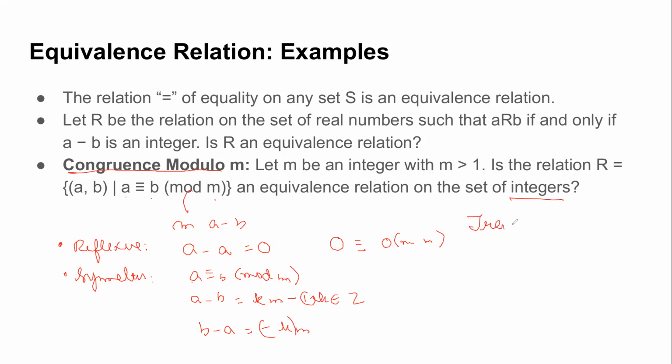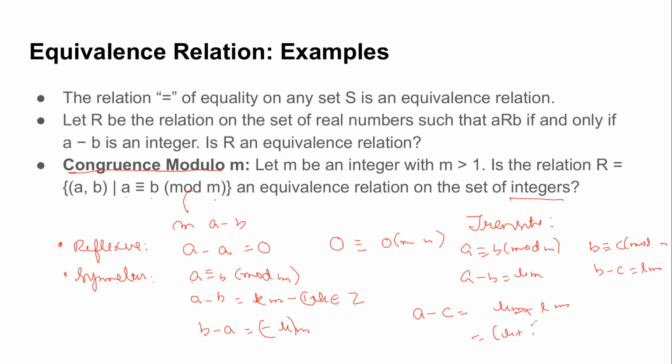Similarly, if I do it for transitive, I have the following: a is congruent modulo m to b and b is congruent modulo m to c, right? So a minus b is say some km and b minus c is some lm, right? Now if I have to find a minus c, it is simply km plus lm, and k plus l is also an integer. So we have a is also congruent modulo m to c, right? So congruence modulo m is also an equivalence relation, right?